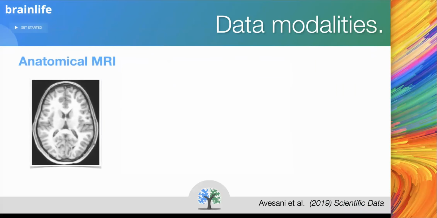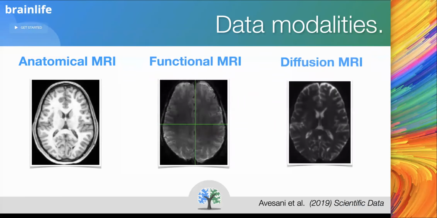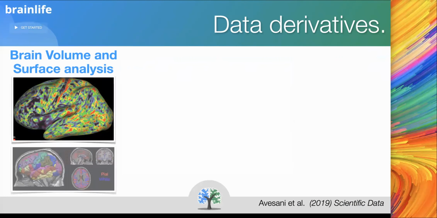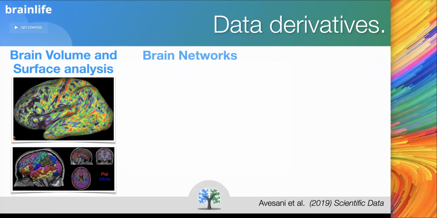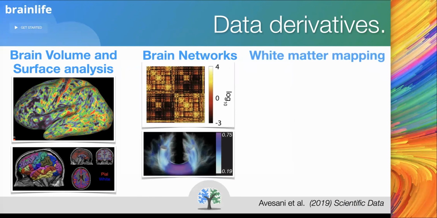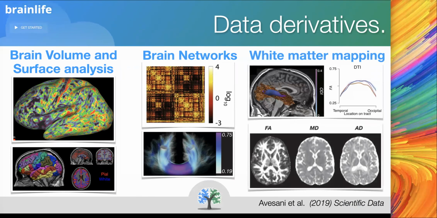There are three primary data modalities that are currently supported on the platform: anatomical MRI, functional MRI, and diffusion MRI. From these basic three modalities, multiple data derivatives can be generated. Brain volume and surface analysis can be applied on the platform. Brain networks, both functional and structural, can be created on the platform. And then white matter mapping, both macroscopic and microscopic properties of the white matter, can be studied on the platform.